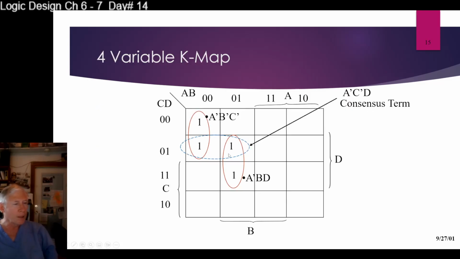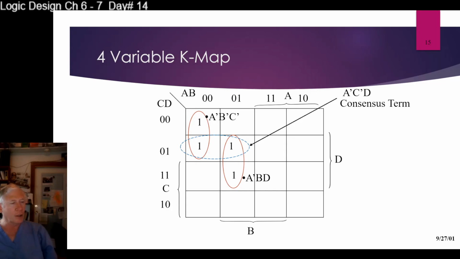Okay, go back to this one. So the two red groups are essential, but how do we know that? Well, when we draw in the blue box, what we see is that in the red groups, there's one in this group that is not covered. That's the A prime, B prime, C prime term. The top one is not covered by any other groups. And in the A prime, B, D term, the other red loop, the bottom one is not covered by any other prime implicant.